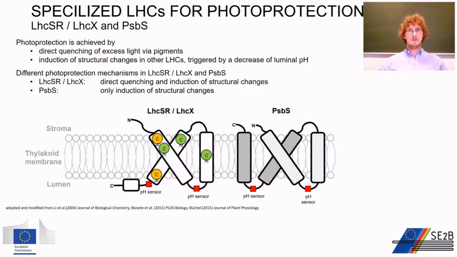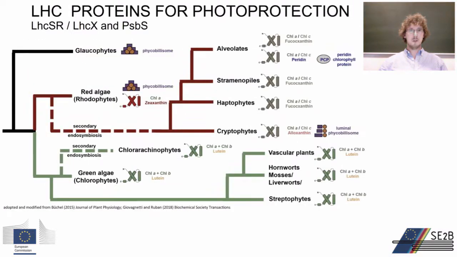Now let's go back to the phylogenetic tree and have a look at how they are distributed in the different algae and land plants. If we take a look at how the LHCSRs and LHCX proteins are distributed in algae and plants, we notice that they are not equally distributed in all organisms. In the red lineage, we mainly find LHCX, while in the green lineage we mainly find LHCSR and PSBS together. However, vascular plants have lost LHCSR and have only kept PSBS for photoprotection.